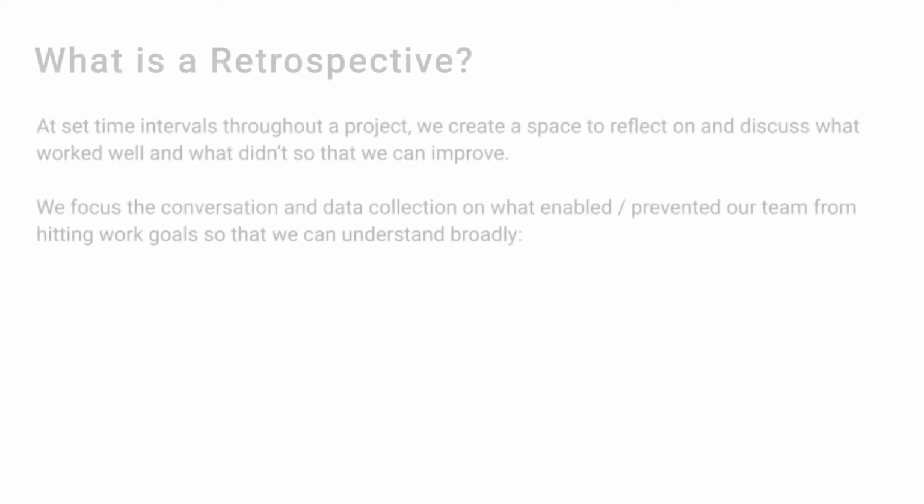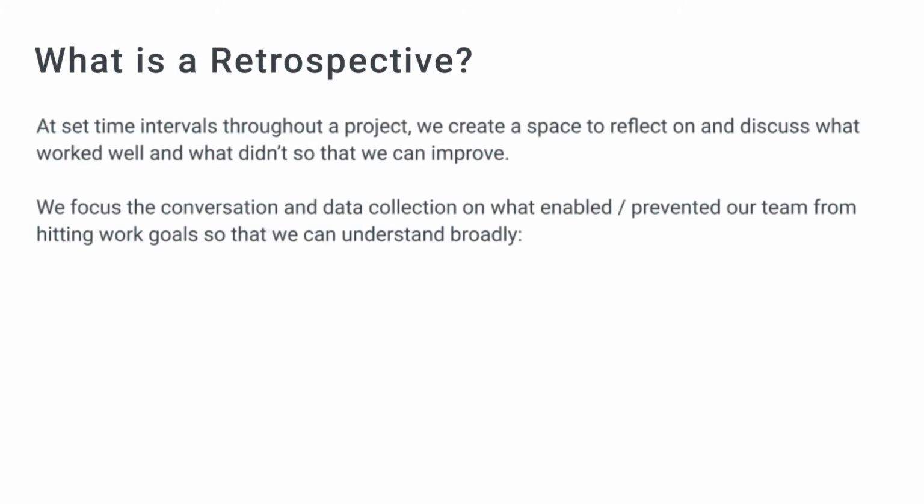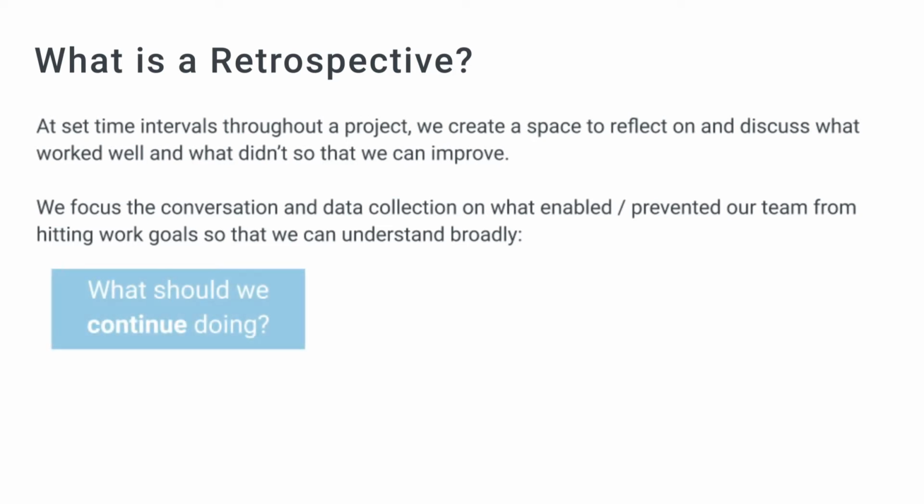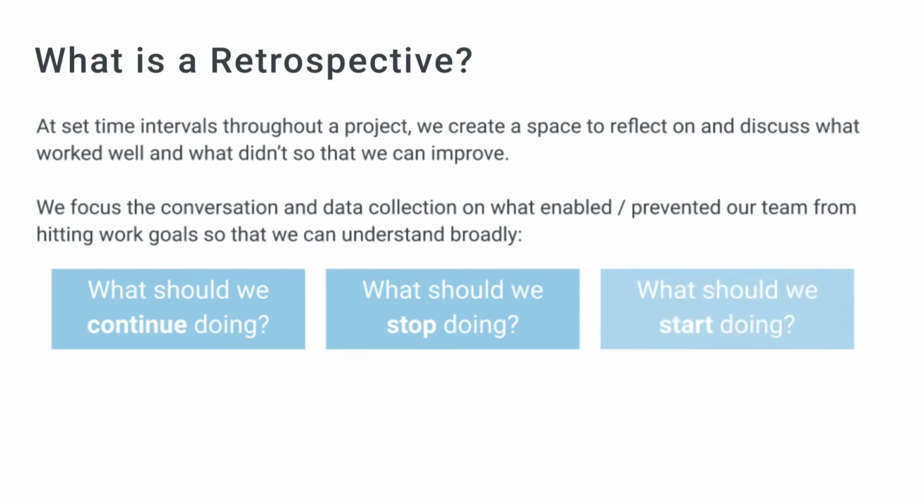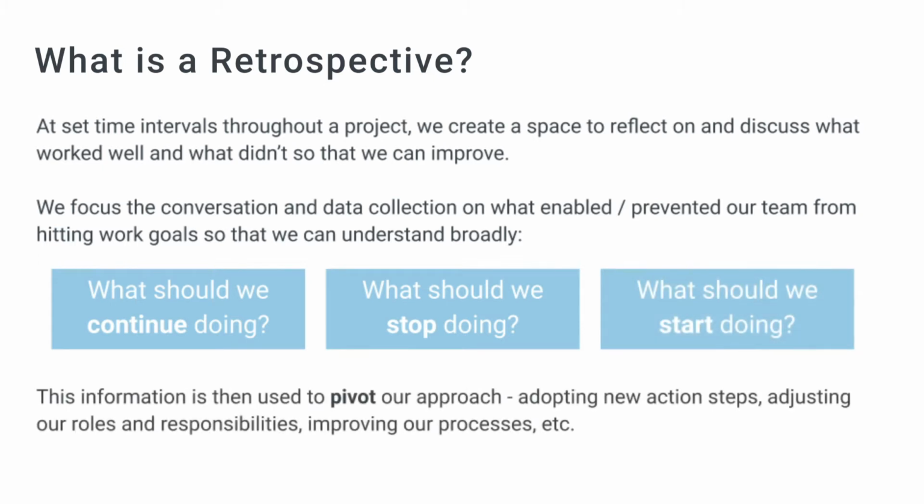A retrospective is a conversation and data collection on what enabled or prevented a team from hitting work goals so that they can broadly understand 3 things. What should we continue doing? What should we stop doing? And what should we start doing? The information is used to make pivots, adopt new action steps, adjust roles and responsibilities, or improve other aspects or processes. We can think about 2 types of retrospectives and the intentional times they can occur.